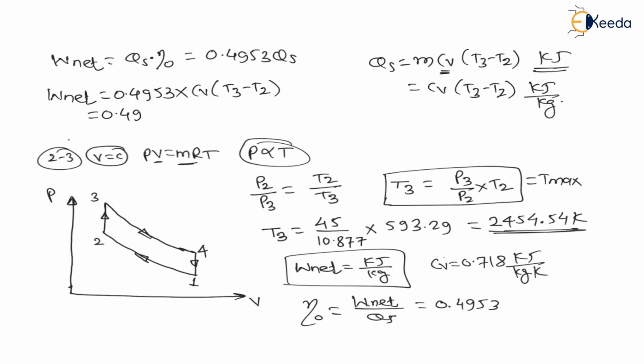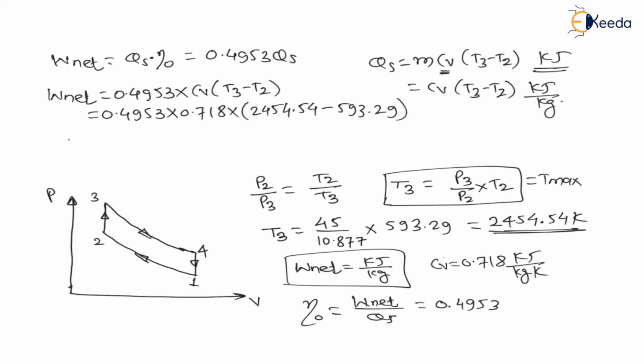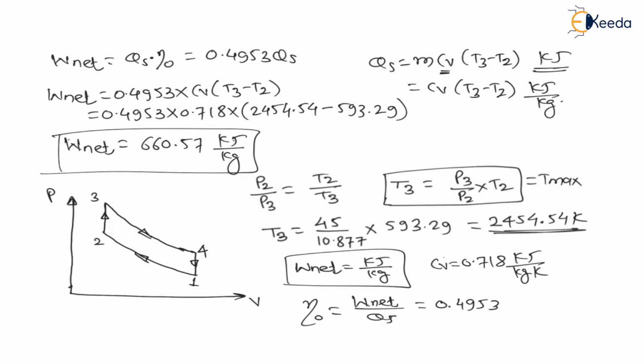Which is nothing but 0.4953 into Cv, which is 0.718, into T3, which we have calculated as 2454.54, minus T2, which we have also calculated as 593.29. So in this formula, if I put all the values to find the net work output, then you will get the net work output. Therefore, net work output will be equal to 660.57 kilojoule per kg. This will be your answer for the question. Thank you, dear students. In the next lecture, we will see one more numerical on the Otto cycle.